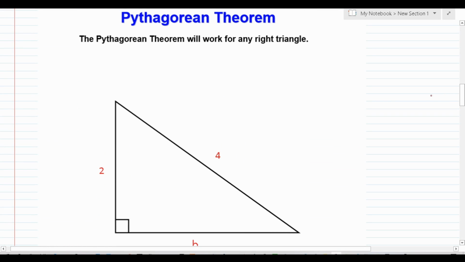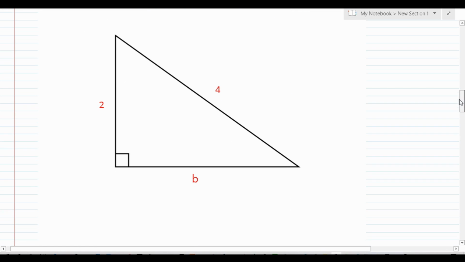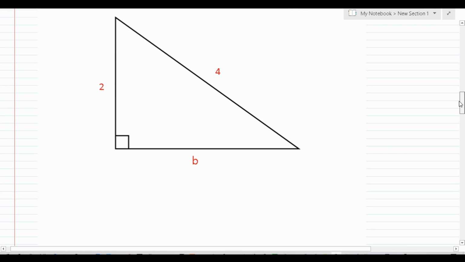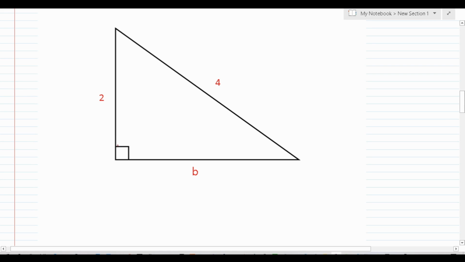Again, the Pythagorean theorem only applies to right triangles. I can't stress that enough. Don't try to use this on something that doesn't have a right angle in it. That's a triangle. And in this case, we're given this triangle. We know it's a right triangle given this symbol here.